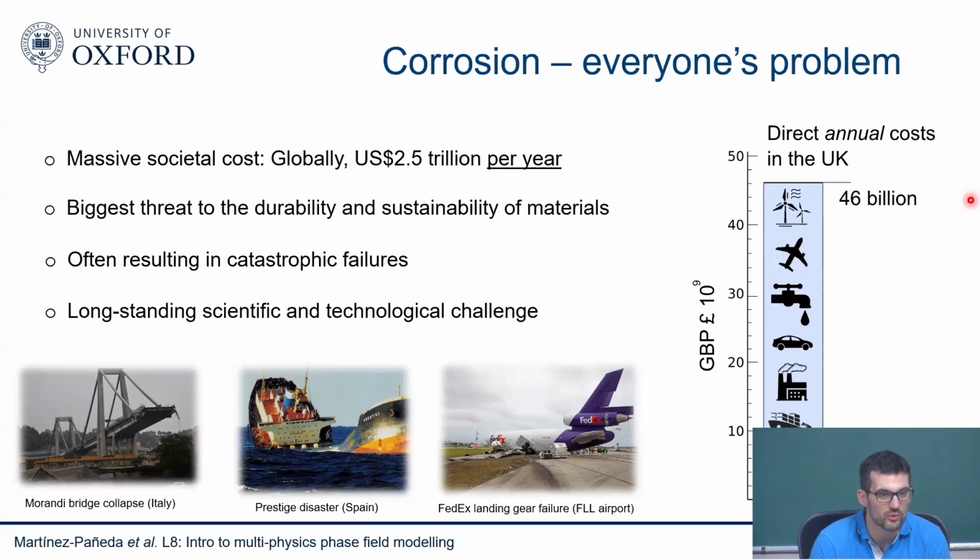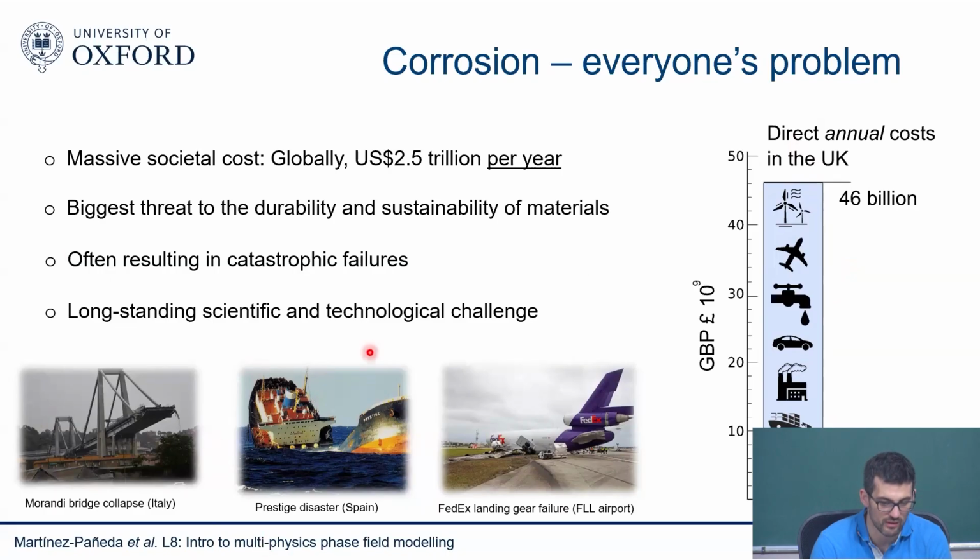Only in the UK, we're a very small country, the cost of corrosion is £46 billion per year. So that's a lot of money in a very small country, so it's really significant. And as you can see here, it really spans all applications and sectors. Corrosion is really a problem all across the board. You see here offshore wind, aviation, water systems, cars, factories, shipping, bridges, construction, and so on. It's often labeled as the biggest threat to the durability and sustainability of materials. It often results in catastrophic failures with loss of lives and important environmental consequences.